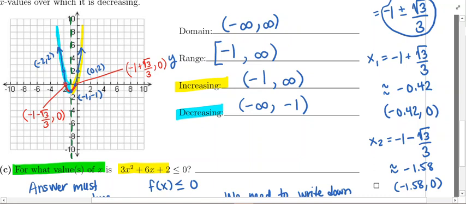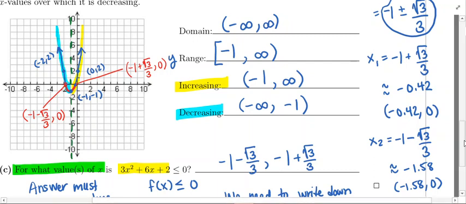If you're writing in interval notation, you have to go from left to right. If you're walking along the number line, you would first hit the x-intercept negative 1 minus the square root of 3 over 3. And then later you would hit the one on the right, which is negative 1 plus the square root of 3 over 3. We're going to use interval notation for all x values in between these two x values.